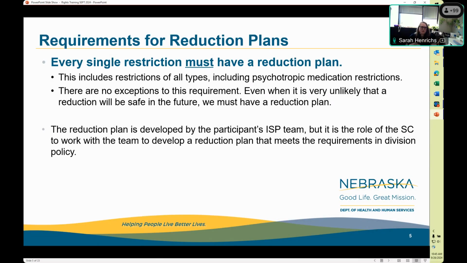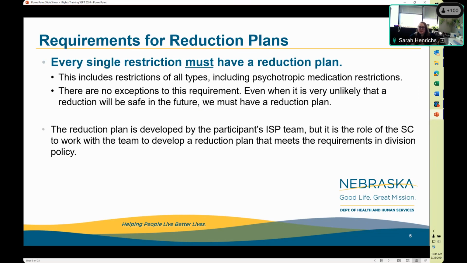So that's why I want to talk about the requirements. So first, the requirement is for when you have to have one. Every single restriction must have a reduction plan, full stop. There is not a restriction out there that does not require a reduction plan that meets the expectations that I'm going to get to on the next slide. Even when it is very unlikely that they will learn the skills or knowledge that they need to exercise that right safely. We still have to have a reduction plan.